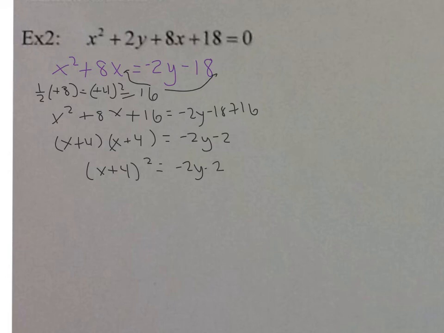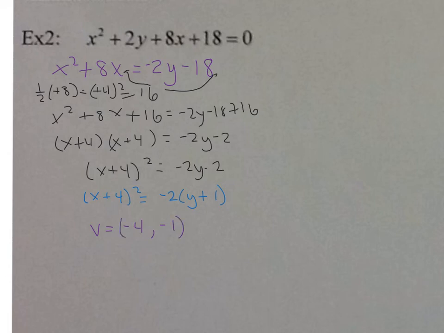Now what I want to do is I want to get my y value to have a coefficient of 1. Right now it has a coefficient of negative 2. So I have to factor out the negative 2. So I have x plus 4 squared equals, factor out the negative 2, times y plus 1. Okay, that'll give me negative 2 when I distribute the negative 2. Let's now identify the vertex. My vertex is negative 4, comma, negative 1.